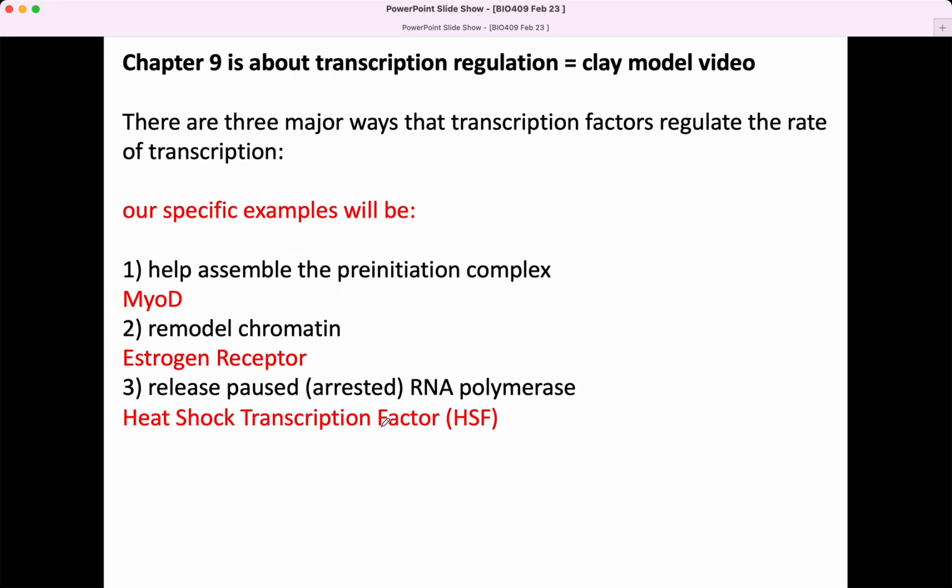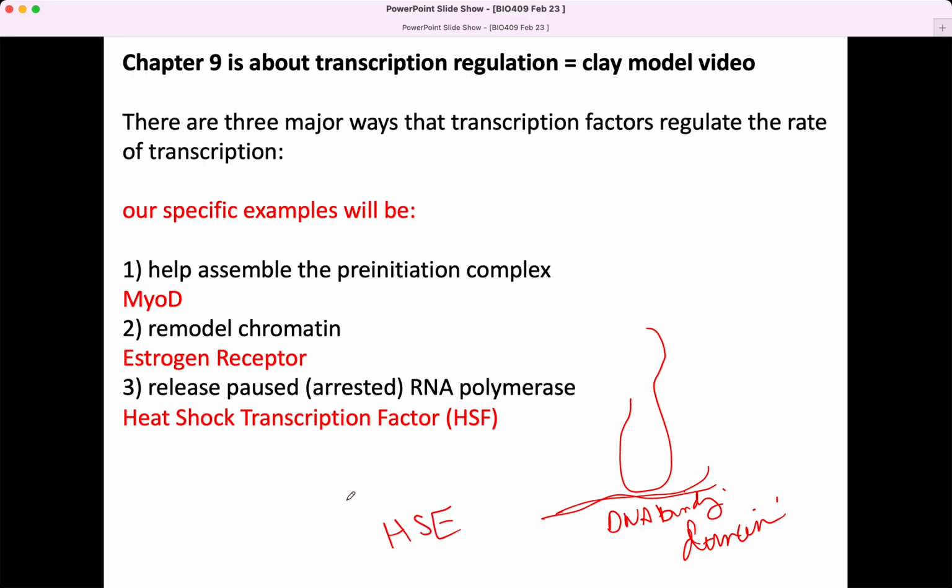Okay, so let's get into the heat shock transcription factor. And here's the story with the heat shock transcription factor. The heat shock transcription factor is a transcription factor, and it is like MyoD in that it has a DNA binding domain. And this DNA binding domain binds to a heat shock response element. A heat shock response element, so just a name for it, you could call that an enhancer, and it's part of the regulatory region for heat shock genes.